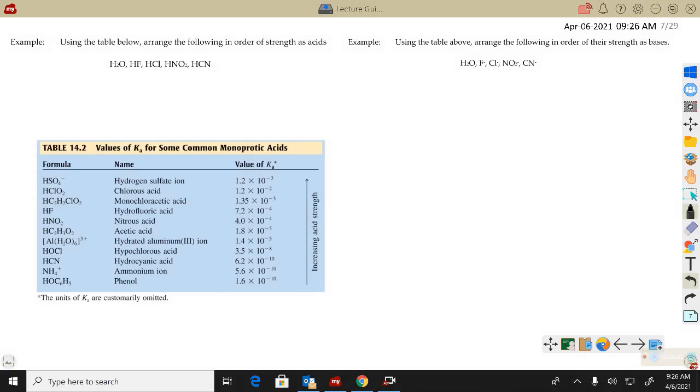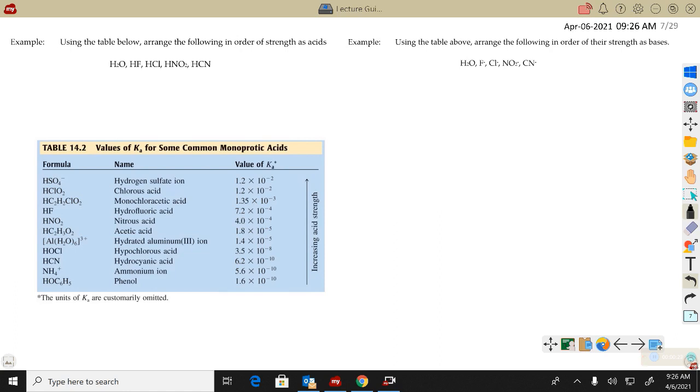Here we're going to look at ranking some acids. We've got 5 acids and we're going to arrange them by, let's go increasing strength. It just says arrange the following in order of strength as acids. Let's go weakest to strongest. Now, one of the best ways of looking at strength of an acid is by comparing Ka values.